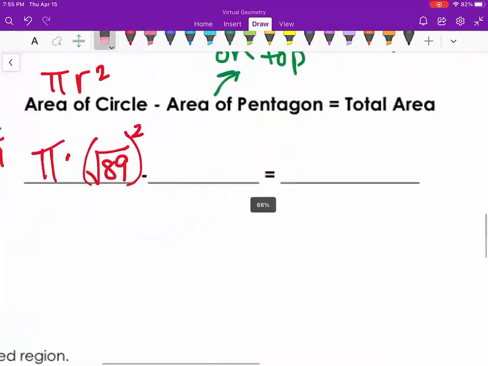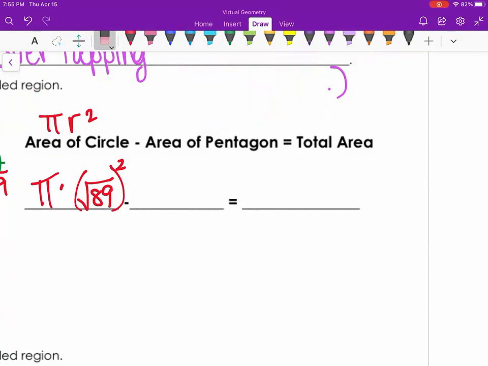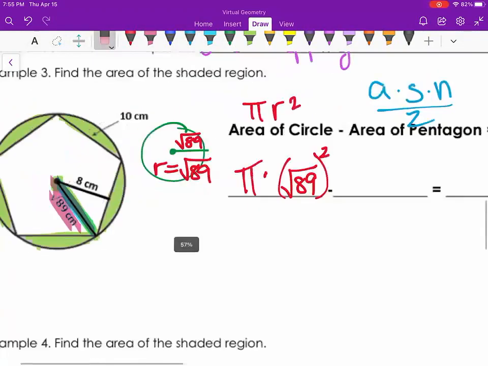Now we need the pentagon. So just to remind everybody what the pentagon formula says, I'm just going to move this out of the way. Our pentagon formula was the apothem times side length times number of sides over 2. So we need to go back to that pentagon and get all 3 of those numbers.